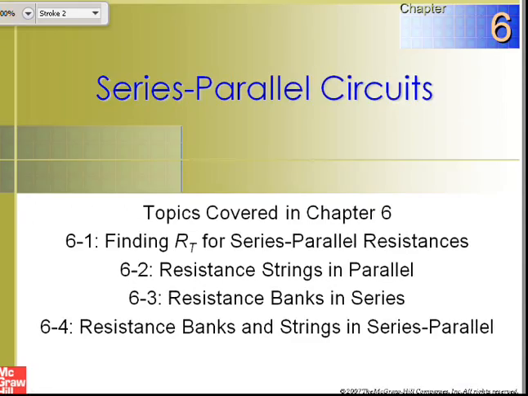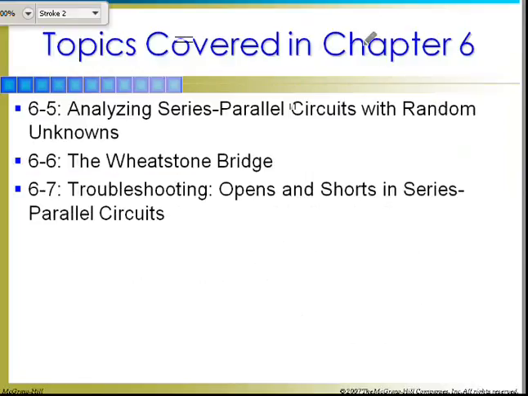So in this case, we're going to be finding the total resistance for series parallel circuits. We're going to look at resistance strings in parallel. We're going to look at banks of resistors in series. And we're going to look at a combination of both going along. We're going to look at analyzing with unknowns. We're going to look at an archaic piece of equipment that's not used much anymore, but it is an interesting theory, and that is the Wheatstone bridge. And we're going to just talk about troubleshooting a little bit, because we kind of have the idea of troubleshooting on these already.